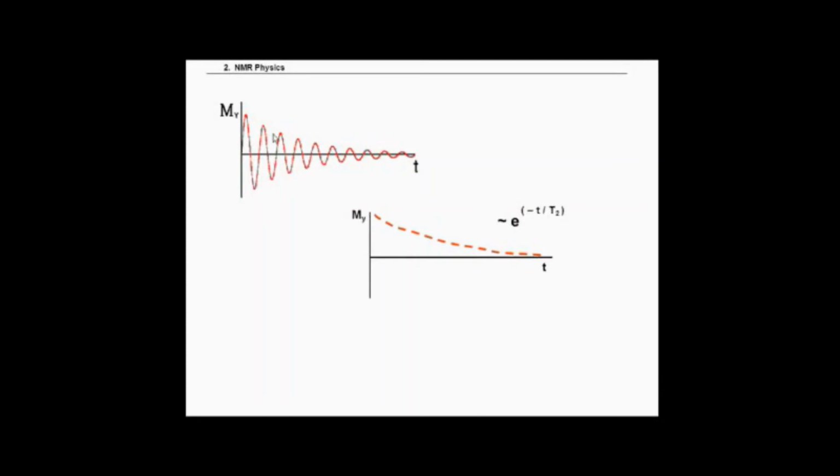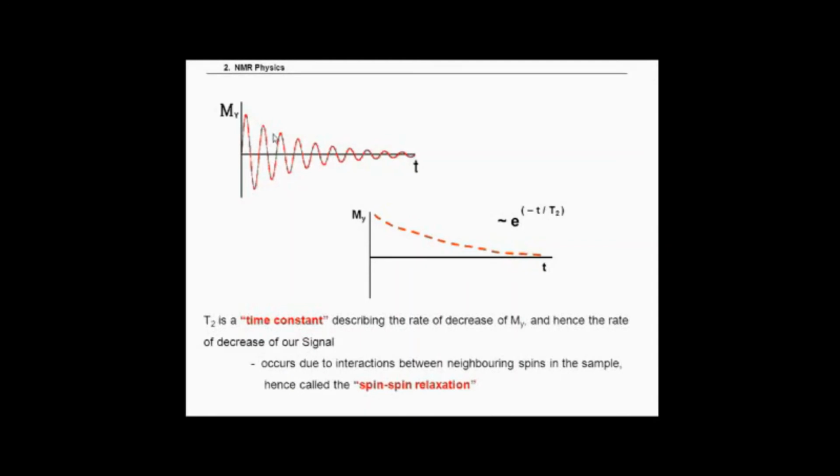So it turns out we can derive an expression, it's a very simple equation, which describes the rate of decrease, the rate of decay of our signal, e to the minus time divided by T2. T2 is just a time constant, which describes the rate at which it's decreasing. It describes the rate of decrease of M, and hence the rate of decrease of the signal that we measure.